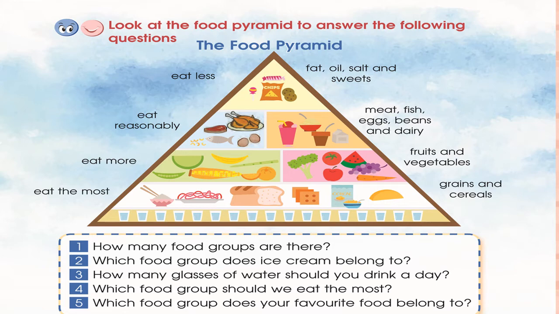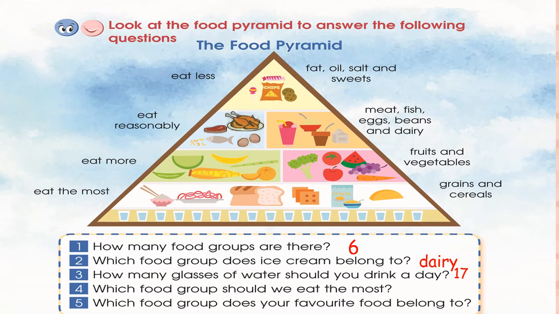Here we have some questions. The first one: how many food groups are there? We have 6 groups of food. Number 2: which food group does ice cream belong to? Ice cream. Where is ice cream inside the pyramid? Okay? In the dairy food. Okay? Number 3: how many glasses of water should you drink a day? 17 glasses of water. Okay?